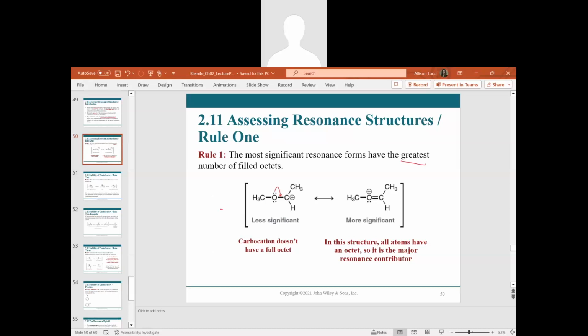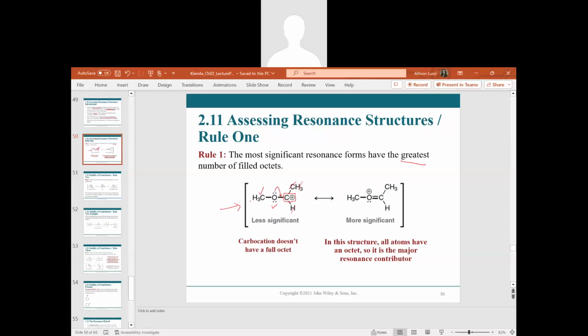So over here, we'll start on the left. We know that hydrogens only need a duet. So let's take a look at carbon here. Carbon has 3 bonds to hydrogen, 1 to oxygen. That has a full octet. Our central oxygen has 2 bonds, 2 lone pairs. Also good, full octet. Hydrogen's good. These 3 are good. Carbon has 3 bonds to hydrogen, 1 to another carbon, so that's okay. This carbon here only has 3 bonds, so that does not have a full octet.